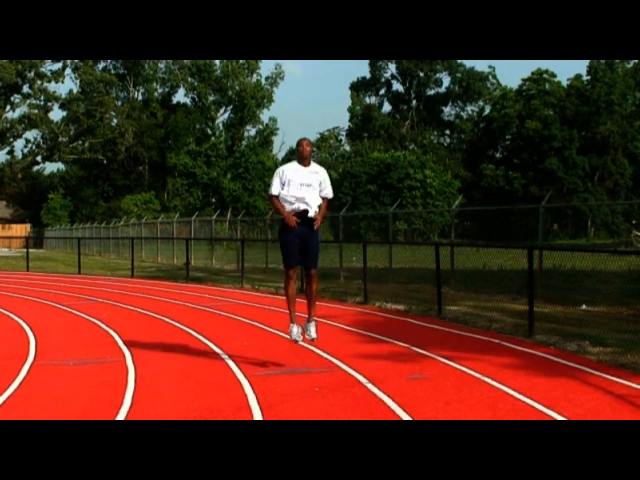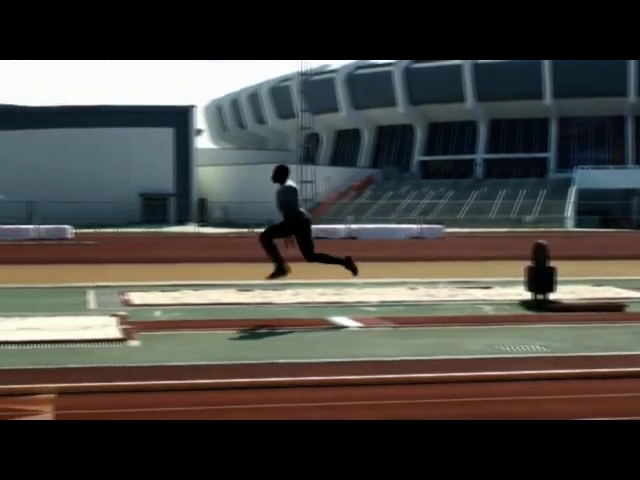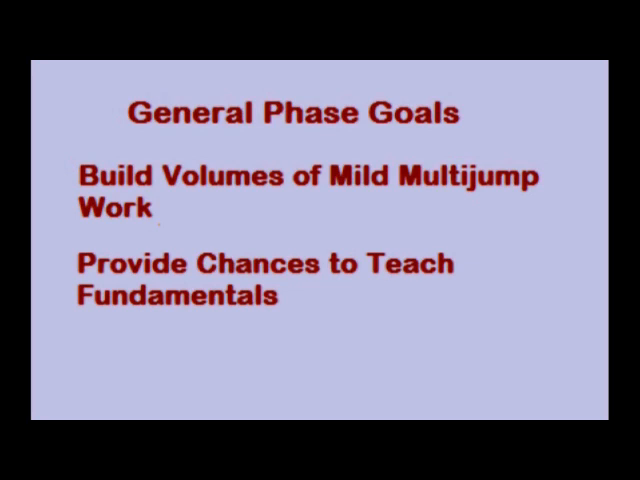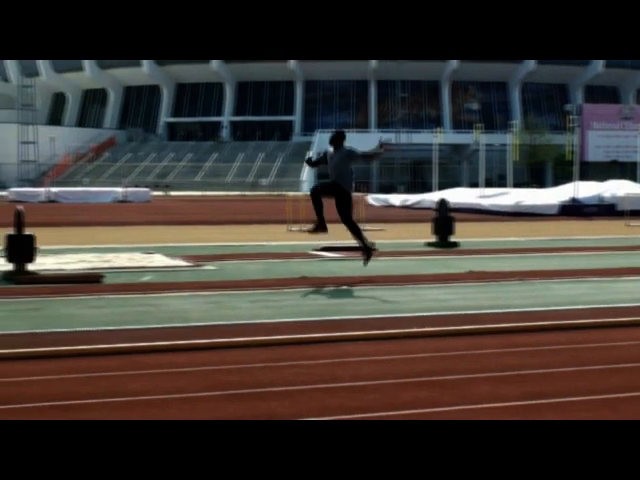Now we will take the multi-jump training components we discussed and examine how to assemble them into a program organized by the phase of training. In the general phase of training, we have 3 primary goals. First, we want to build the volumes of mild multi-jump work in preparation for the more intense work to come. Secondly, we want to provide opportunities for technical teaching and employ exercises that will develop good fundamental jump mechanics.